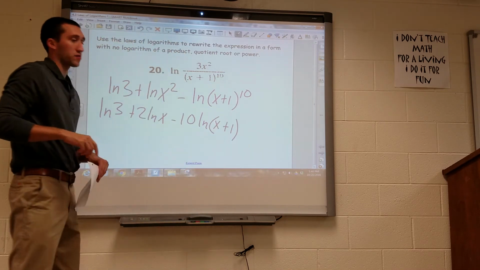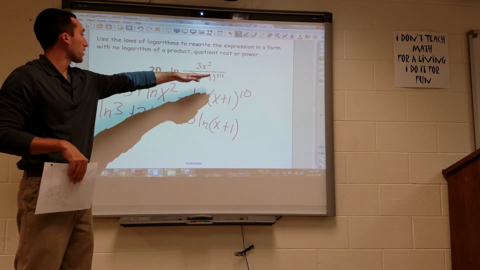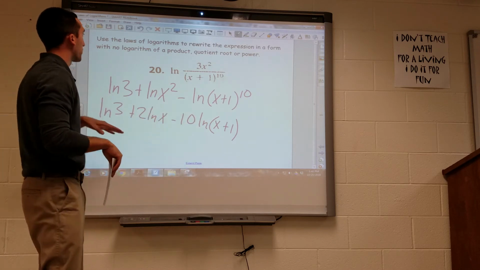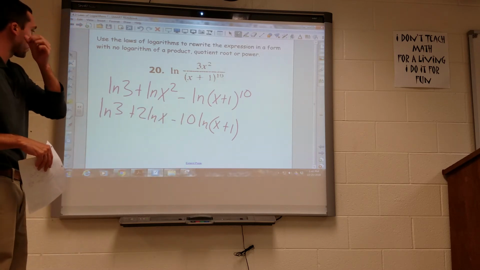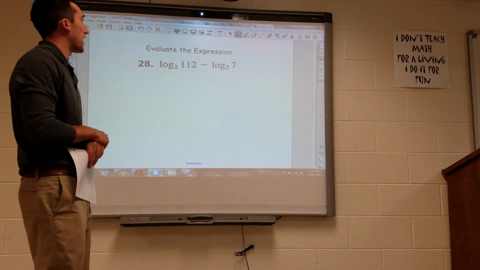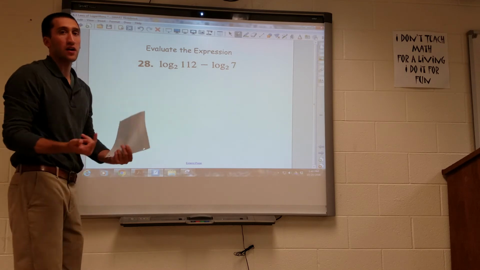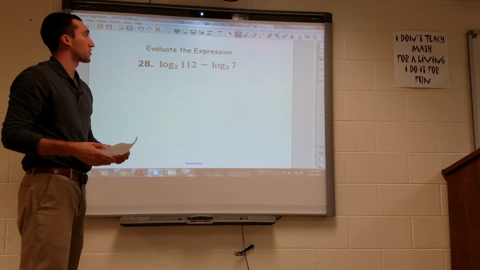Making sure I keep the x plus 1 in parentheses. And so I've rewritten this logarithm into separate logarithms with no products, quotients, roots, or powers. Now they want us to evaluate this expression. So first, and this is where our laws come into play to help us evaluate this expression.